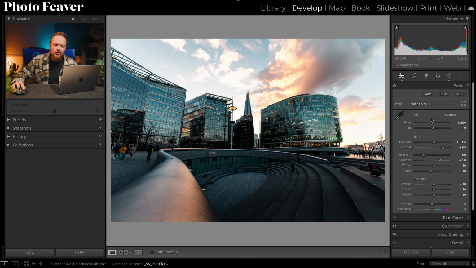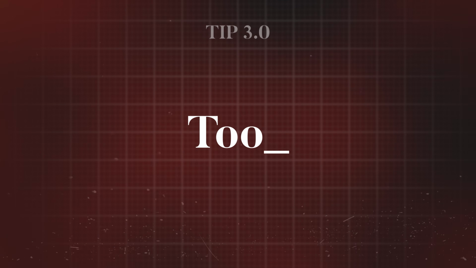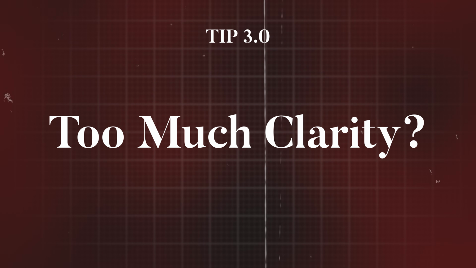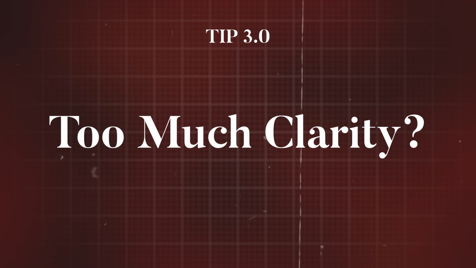So there's a few ways you can get better white balance. And the biggest thing that I see a lot of beginners make is just not finding the right white balance for your golden hour photo. And the last mistake, and not only beginners make this mistake, but professionals make it as well, is having too much clarity, too much sharpness in their golden hour photos.